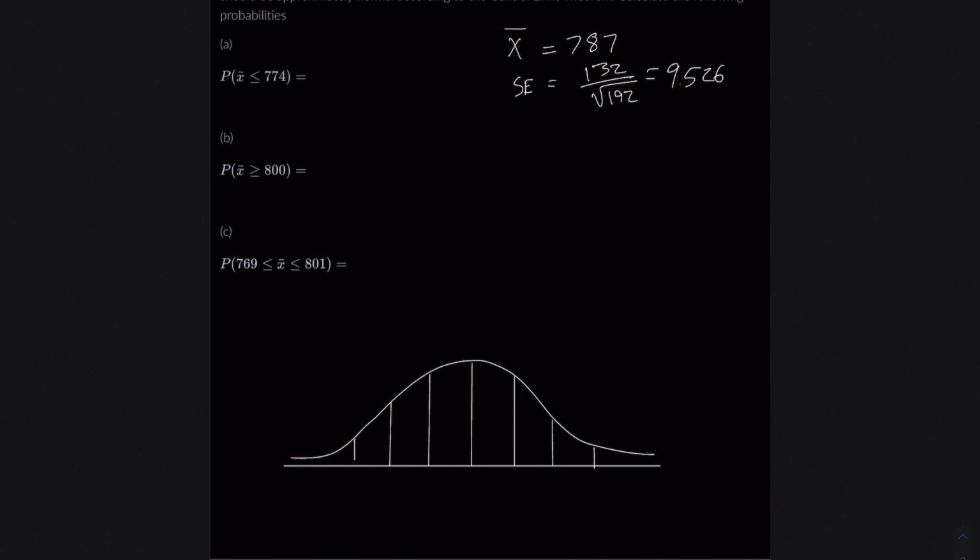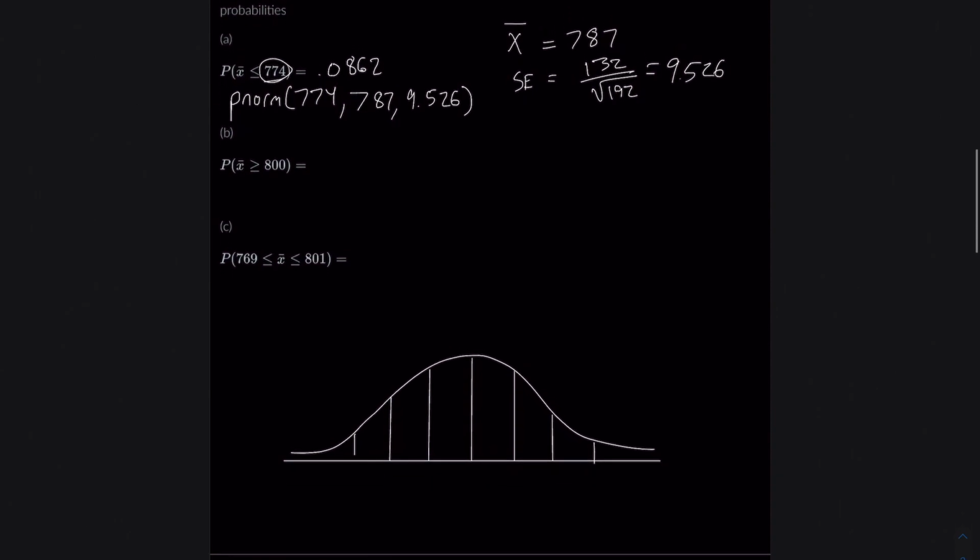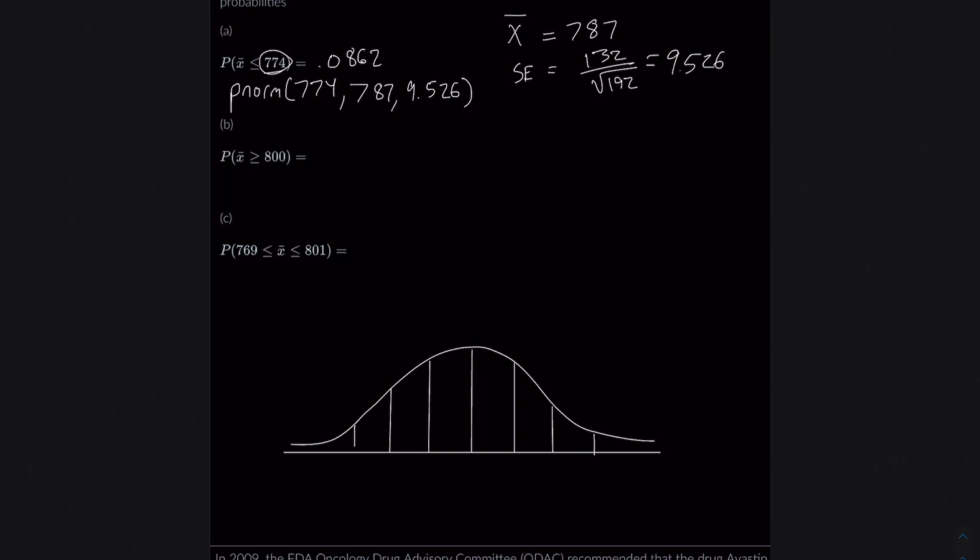And so what we would have to do here is do this on RStudio, but I'm not going to do it on RStudio. I'm just going to write down the command for you. So it's pnorm, and then the first thing you would put is this value right here. So it would go 774, and then a comma, and then our mean that we're looking at, so 787, and then our standard deviation for this problem, which would be the standard error, 9.526. So that's going to give you our answer for the first one, and that answer is 0.0862.